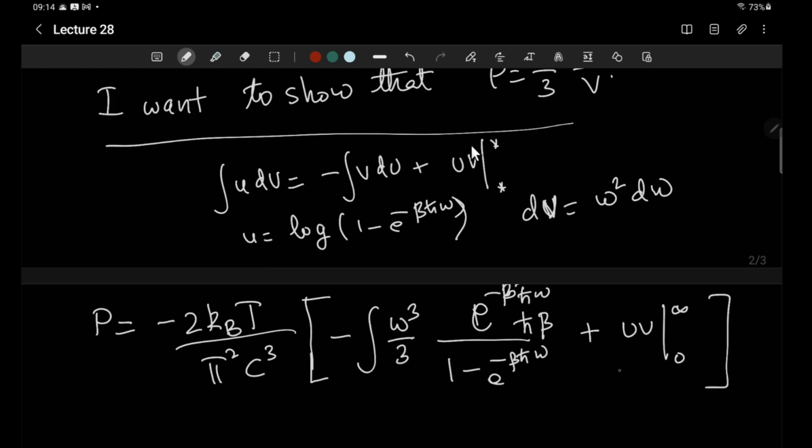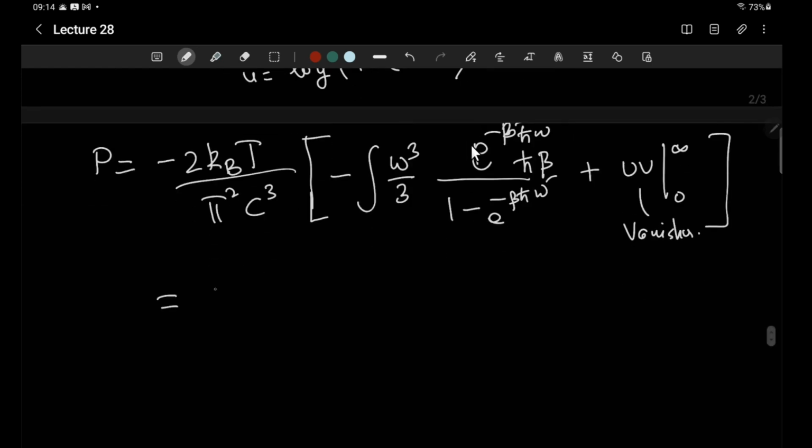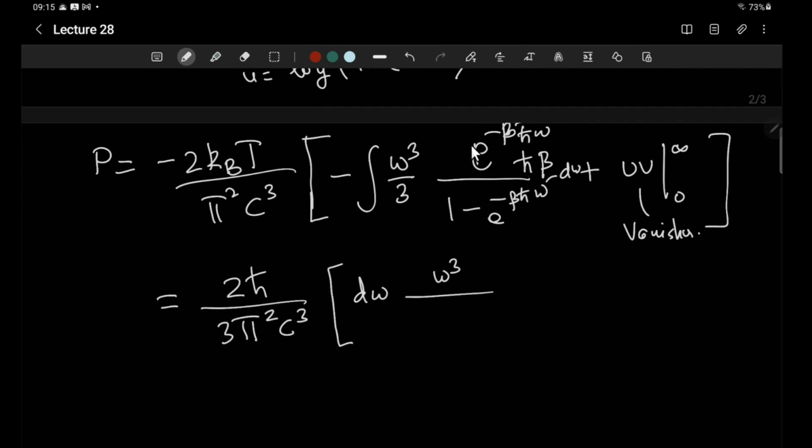Thank you. Okay, so this term vanishes. You can check this. Now you can see this beta will go and cancel off this thing. The two minus signs go off. So if I write this thing, I get 2 by 3 pi squared c cubed, into, all the signs go off, integral, and I can pull out the h bar also. And I can re-express it like this.